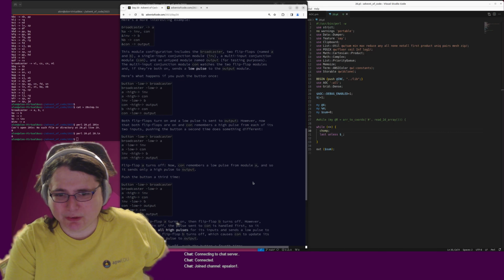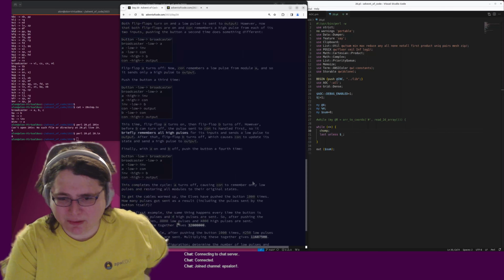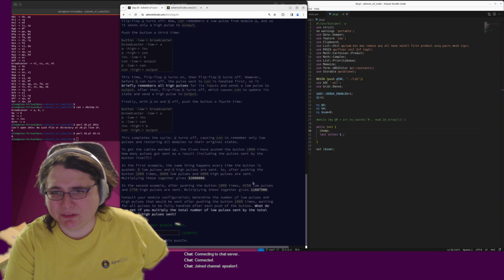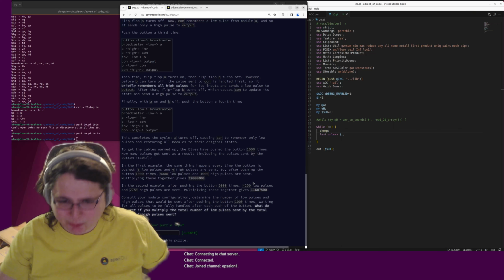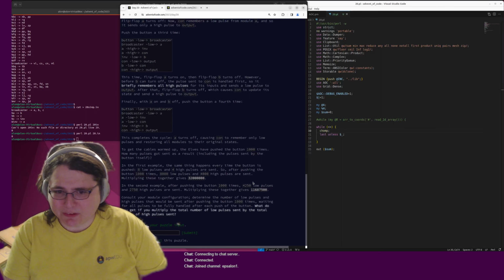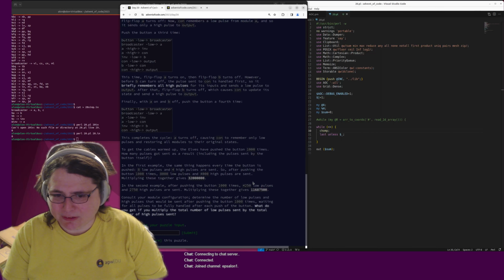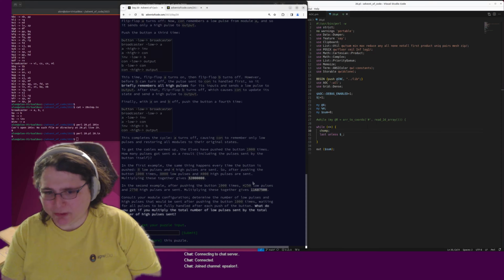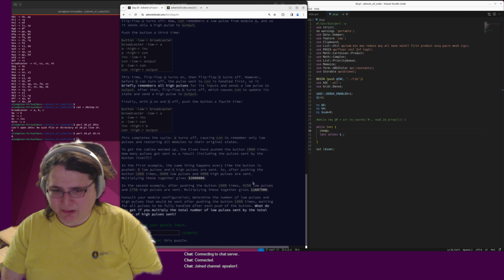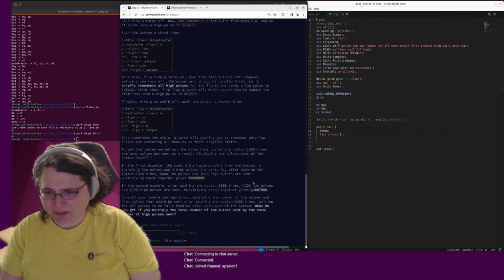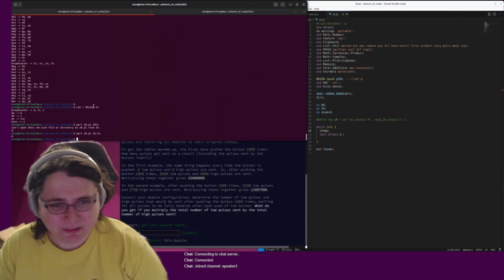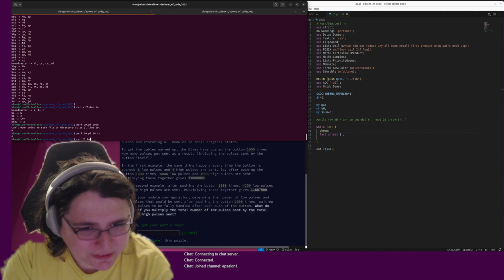Push the button once. What's the question? We need to determine the number of low pulses and high pulses that would be sent after pushing the button 1,000 times, waiting for all pulses to be fully handled. What do you get if you multiply the total number of low pulses by the total number of high pulses? Okay, I think I understand the problem.